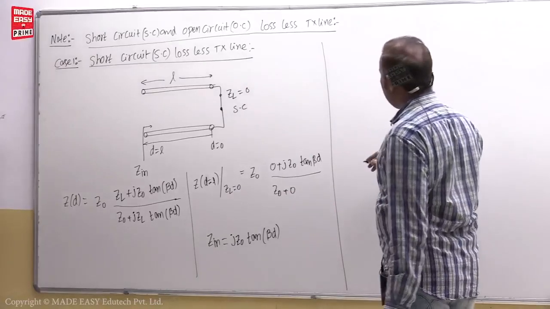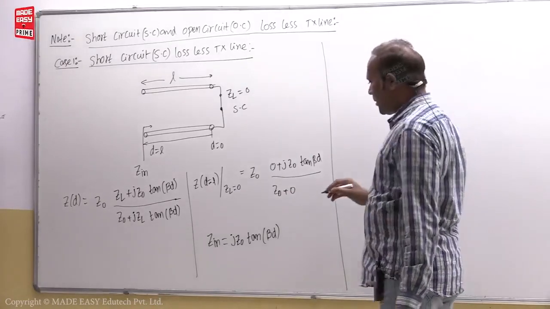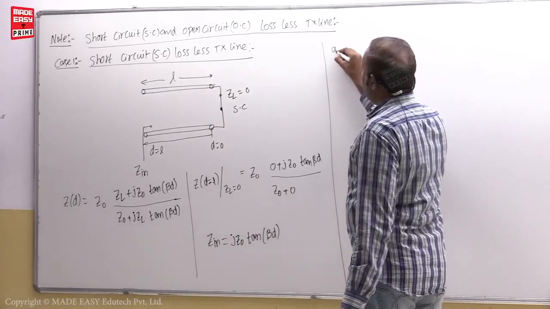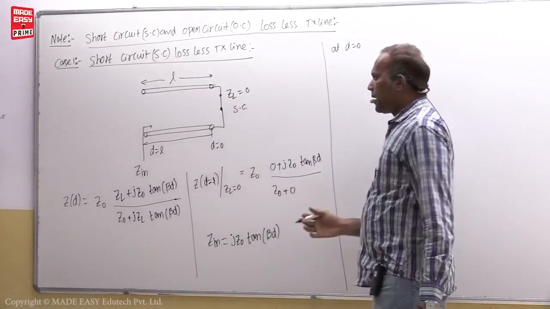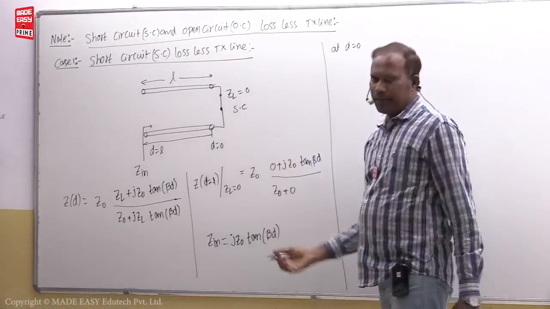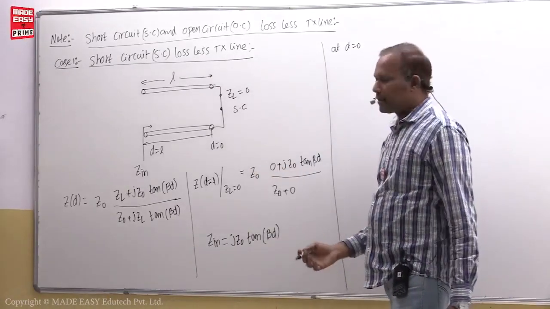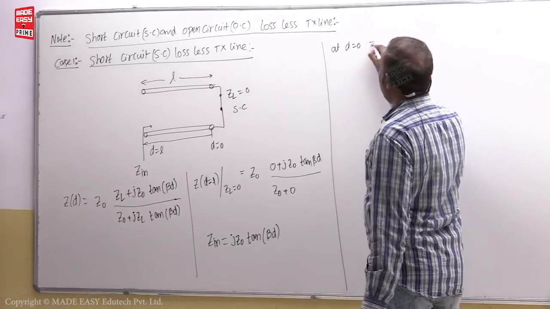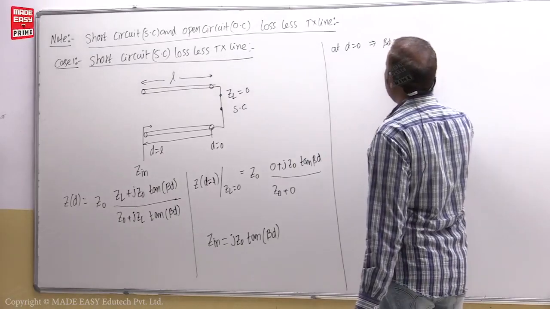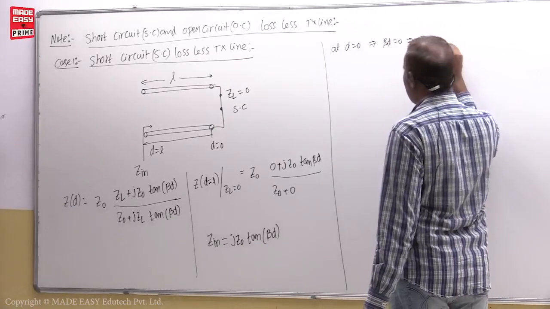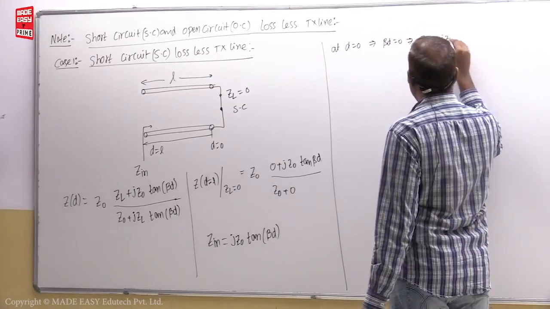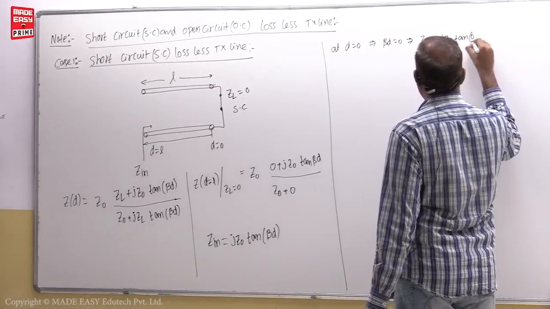Now I am writing here a few points. You keep watching. At d is equal to 0, anyway, short circuit is there. Impedance is 0. Definitely you should get 0 impedance. Let us see. d is 0 implies βd is equal to 0. That means Zin is equal to jZ0 tan 0, which is equal to 0.